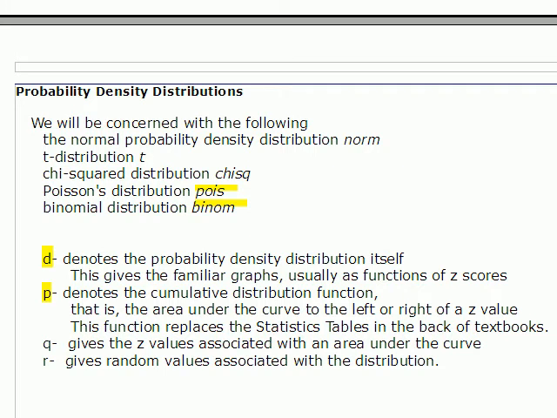P gives you the probability, which will be used as the less than or greater than. It's really not the area under the curve for a discrete distribution. It's a sum of the probabilities to the right or to the left. And we're not going to worry about these two right now, but Q and R are the other two prefixes.